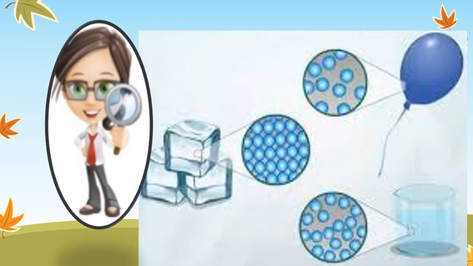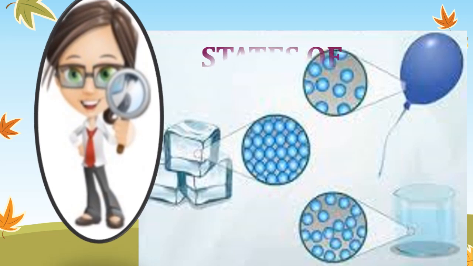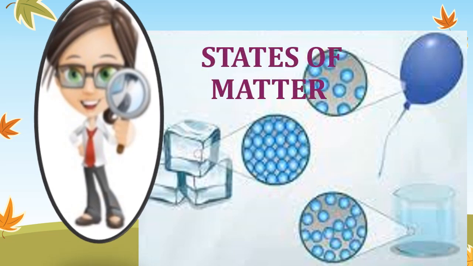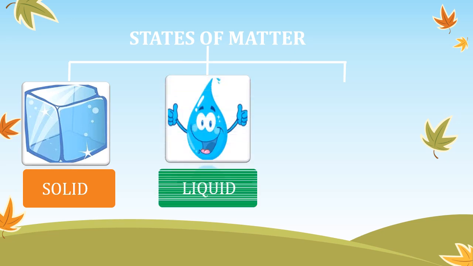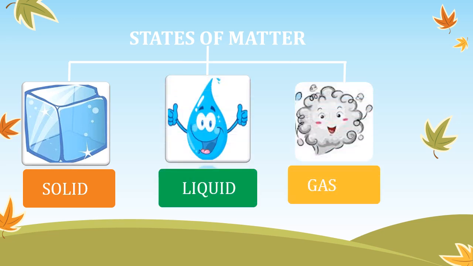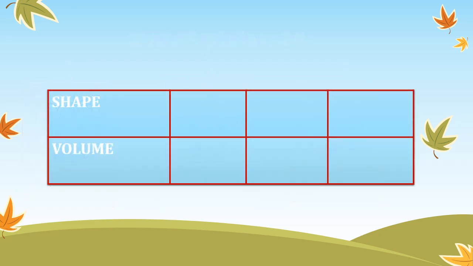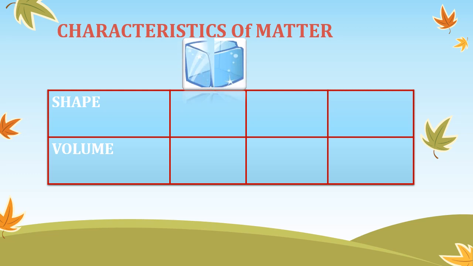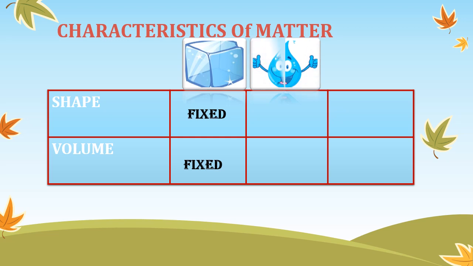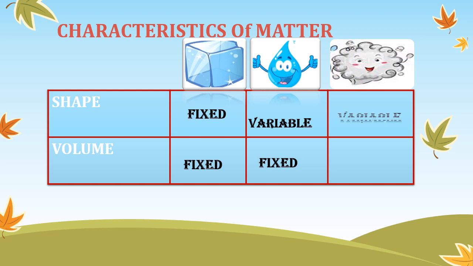Now let's have a closer look. What are different states of matter? Matter exists in three different states. These are solids, liquids, and gases. Each and every state of matter has its own characteristics. Like solids have a fixed shape and fixed volume. Liquids have a variable shape but fixed volume. Gases have a variable shape and variable volume.